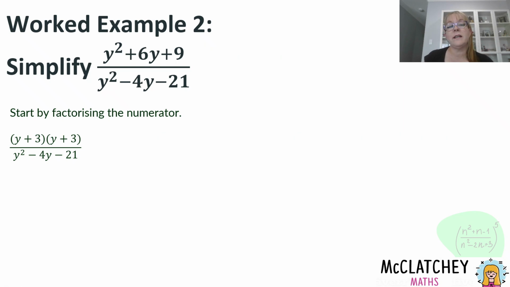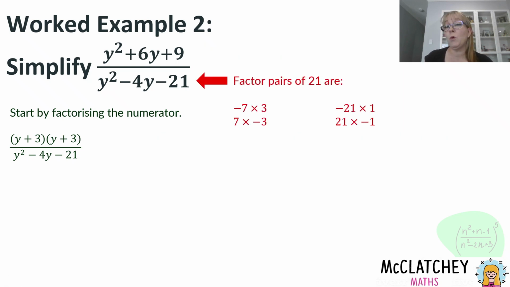Now let's factorize the denominator. I've got a monic quadratic here, and my factor pairs of negative 21 are going to be combinations of 7 and 3, and 21 and 1. And I know straight away by looking at it that I need one of these combinations to get me negative 4. Now if I do negative 7 plus positive 3, I get negative 4. That is the option I am looking for there. So let's now put that in a factorized form.